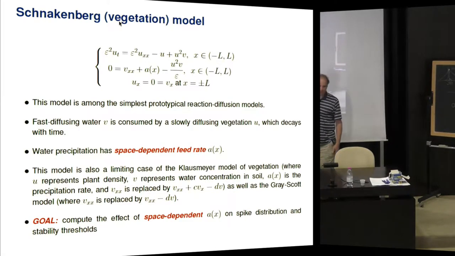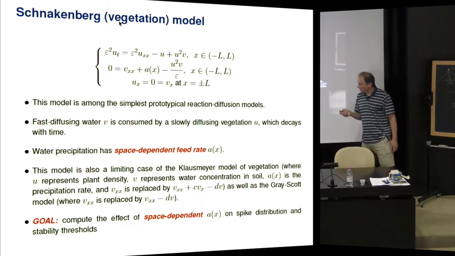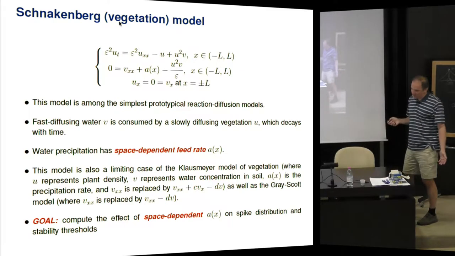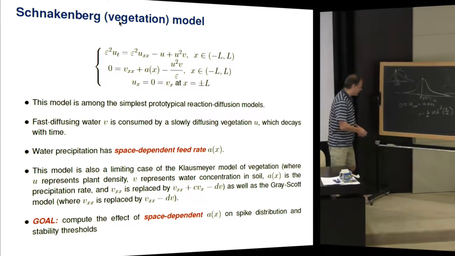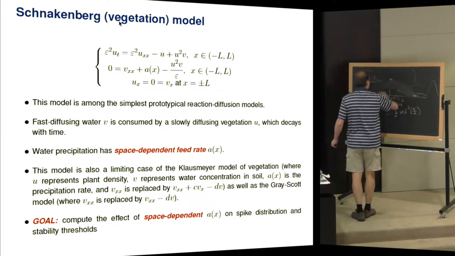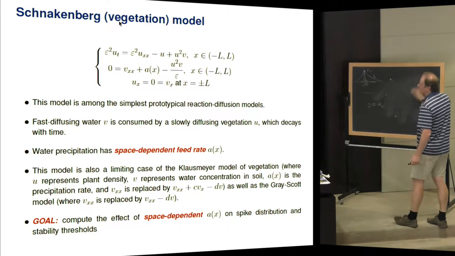And actually, for the Schnakenberg model, I'll talk about this. This is another reaction diffusion system, and it has a similar kind of solutions that consist of pulses. In this case, there's U and V.